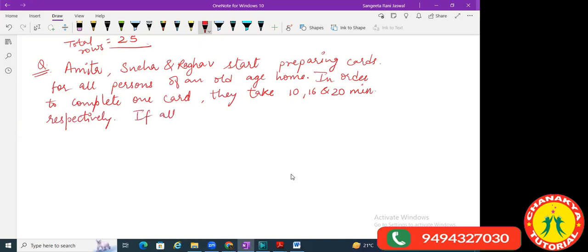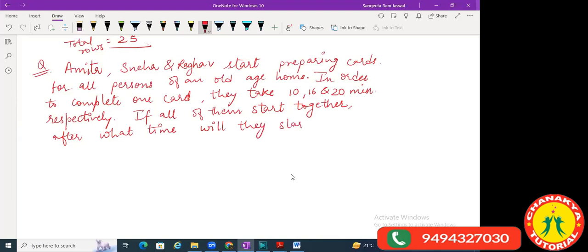If all of them start together, after what time will they start preparing a new card together?